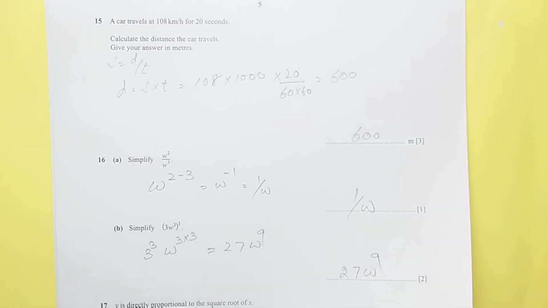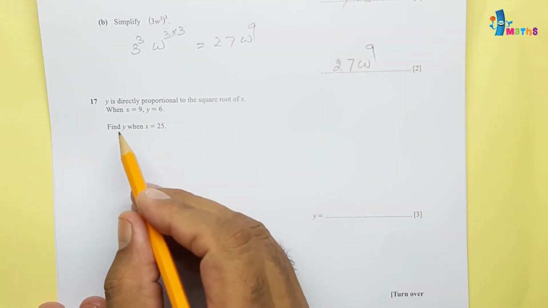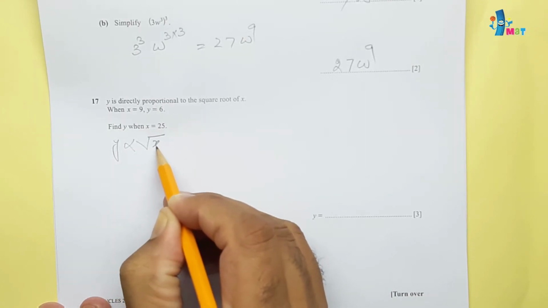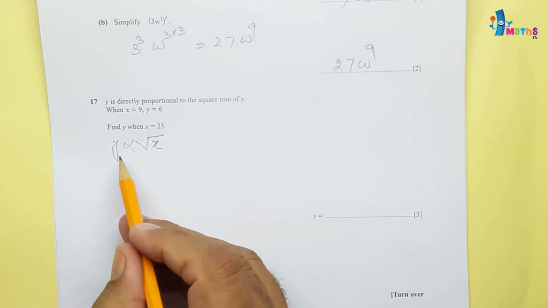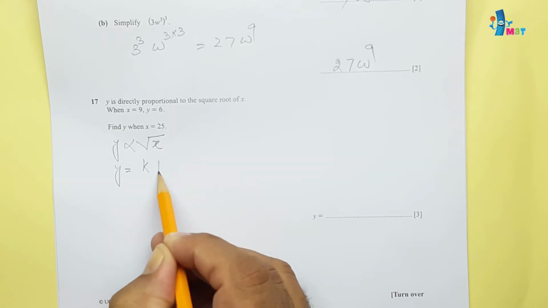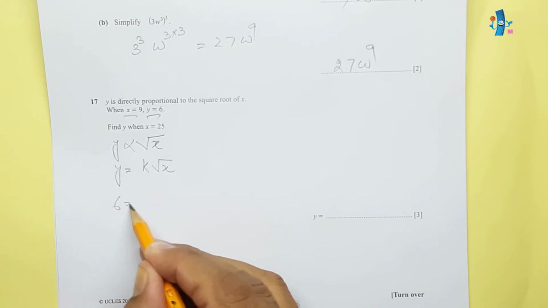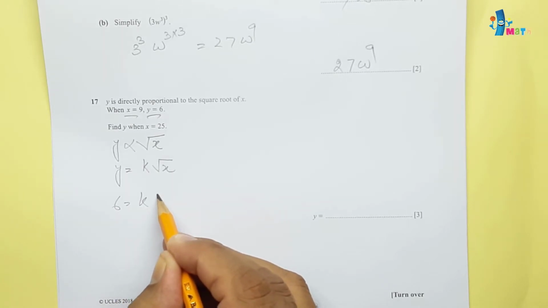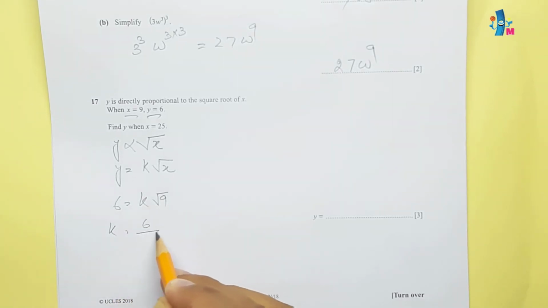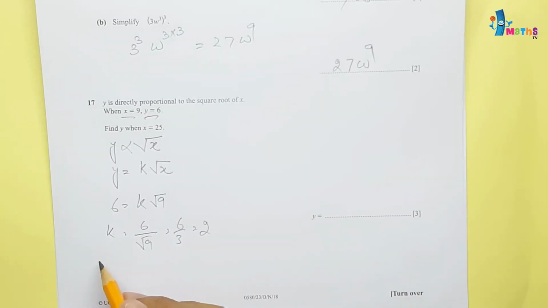Question number 17. y is directly proportional to the square root of x. This is the mathematical relation which we can write. Then it means y is equal to k root x, and these two values are given: when y is equal to 6, x will be equal to 9. So this k will be equal to 6 over root 9, which is equal to 6 over 3, which is 2. So the value of k is 2.